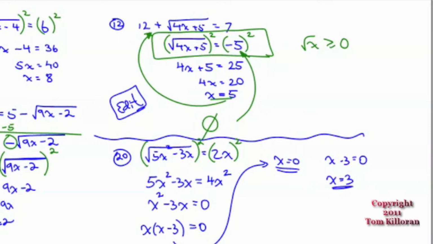Do both of them work? Let's find out. Take 0, plug it in over here. What do you get? 0. Square root of 0 is 0. It works. Now 3, that's 9. 9 times 5 is 45. Minus 9. 45 minus 9 is 36. Square root of 36 is 6. And 2 times 3 is 6. So both of them are our answers. And to indicate that, I'm going to say x is equal to 0 and 3.